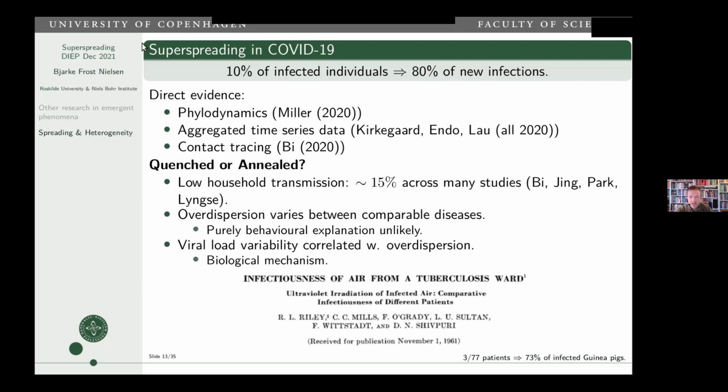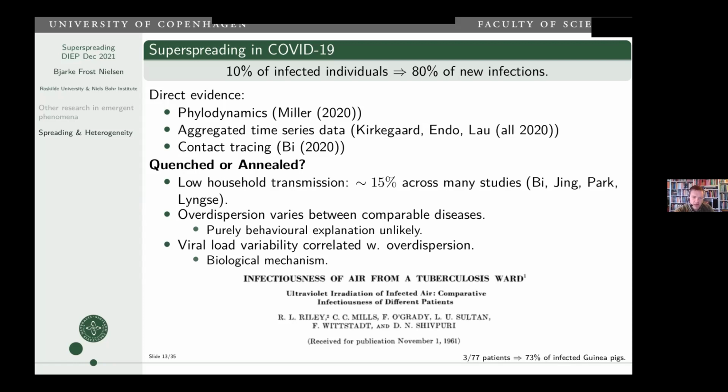So the basic fact of COVID-19 is that it's very much a super spreading disease. This is something that has been measured by many different methods by now, from phylogenetic to analysis of aggregated time series and over contact tracing data and so on. And generally, it has been found that something like 10% of infected individuals cause 80% of new infections. And you could say, well, maybe that's just the case for all similar respiratory infectious diseases, but that turns out to not be the case at all. And that's something we can get back to in a second.